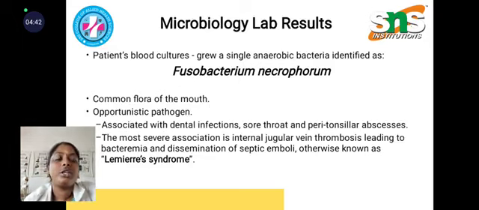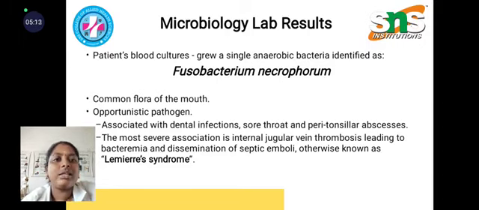In the microbiology lab results, from the patient's blood culture, a single anaerobic bacterial colony was identified, and that bacterium was identified as Fusobacterium necrophorum. It is a common flora of the mouth and acts in its natural habitat. It doesn't do any harm normally, and it is an opportunistic pathogen.